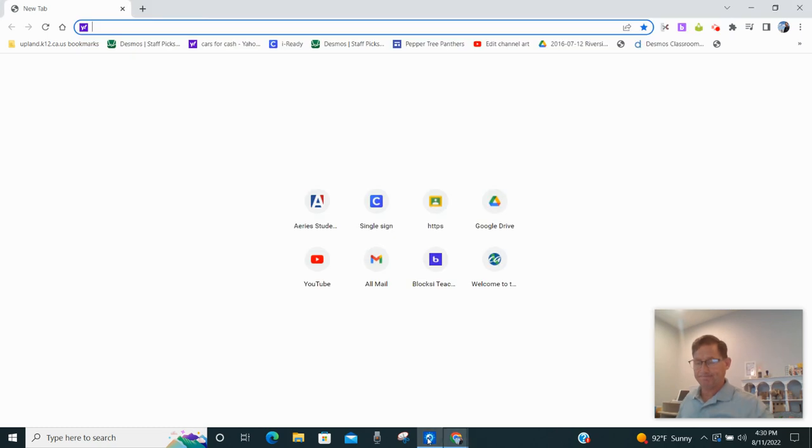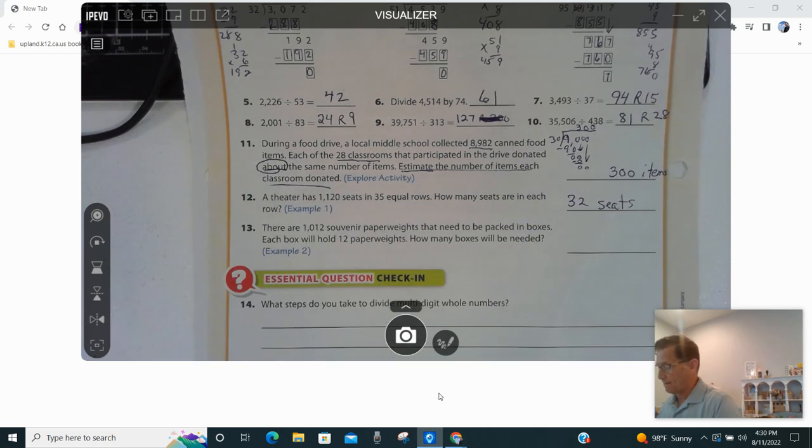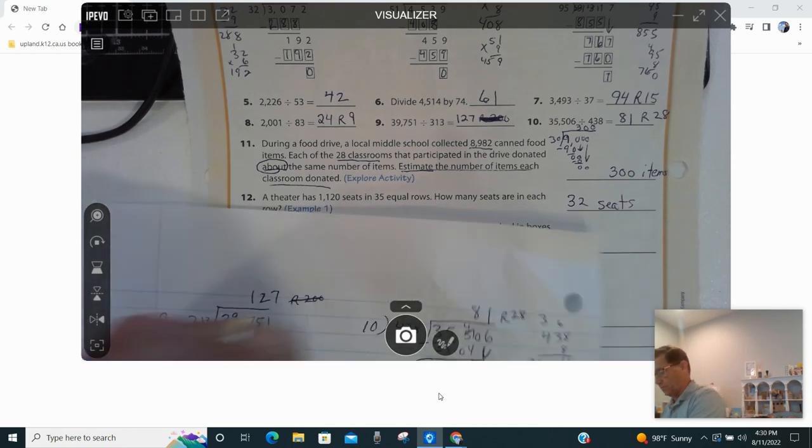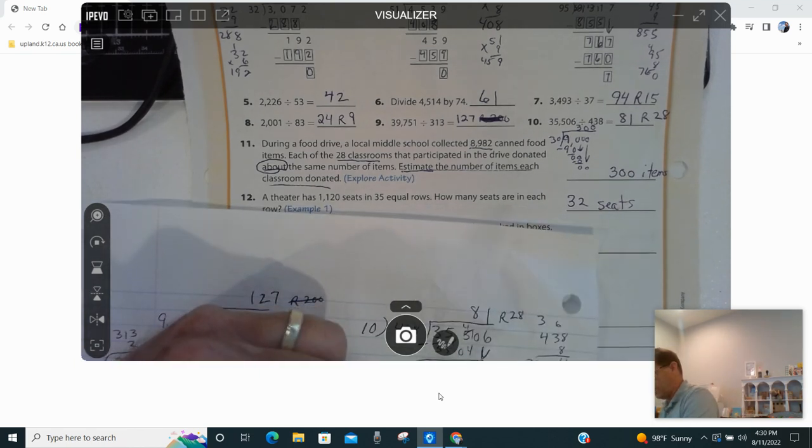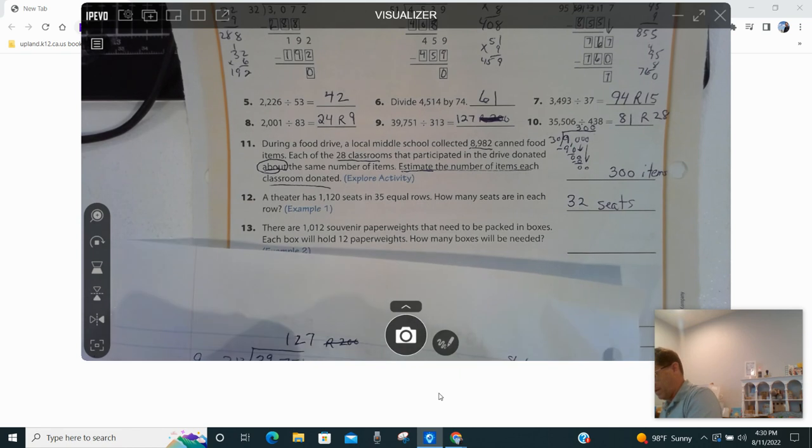Number 13. There are 1,012 souvenir paperweights that need to be packed in boxes. Each box will hold 12 paperweights. How many boxes will be needed? All right, so we have 1,012 divided by 12.